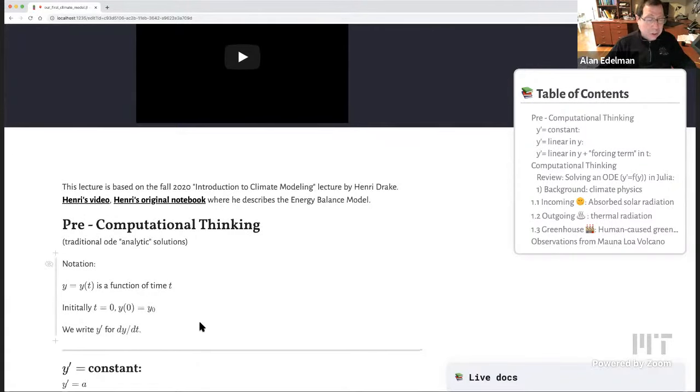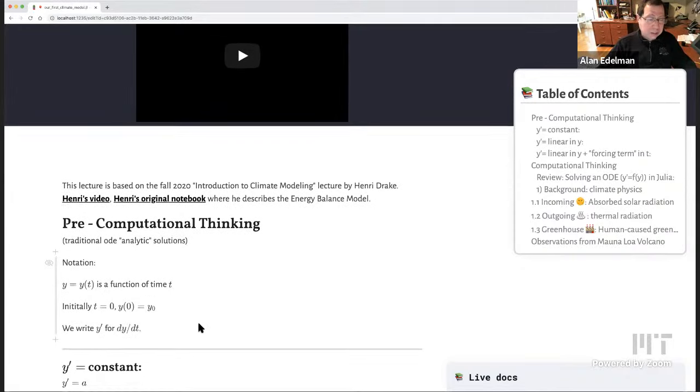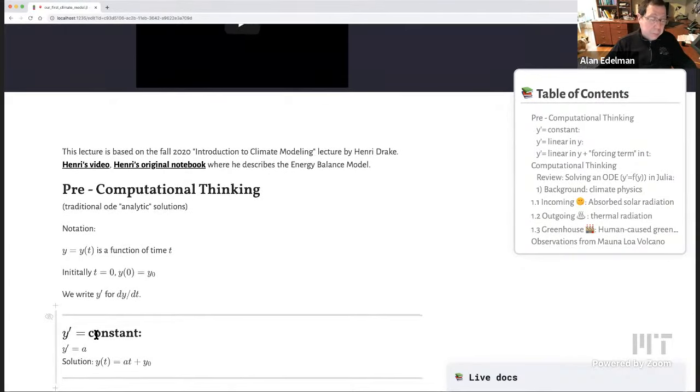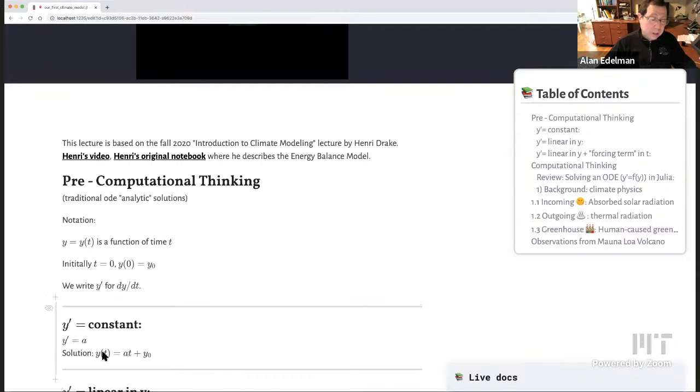Now, if this was an ordinary differential equations class, we would start simple. We would say, for example, consider y prime equals a constant, like a, and then you would solve it exactly symbolically. Your professor might put it on the board, or your textbook would have the solution, or you'd be asked to do this for homework. And you would find, okay, the solution is y of t equals at plus y0. And you can check, at t equals 0, you've got the right value. And if you take the derivative, the derivative is a.